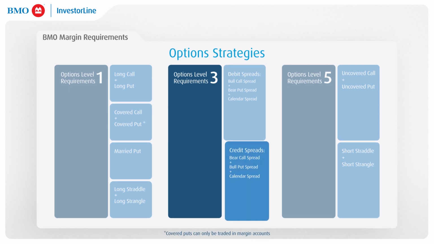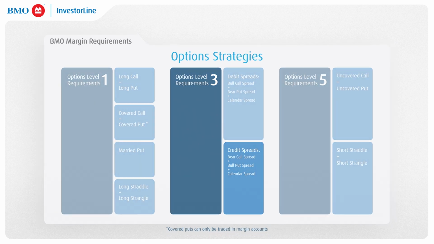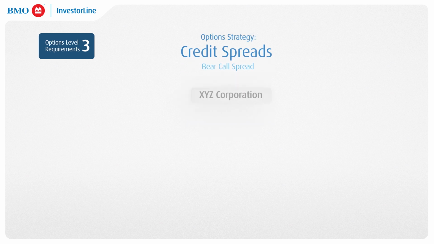Now let's discuss credit spreads, another advanced option strategy that requires options level 3. A credit spread is a trading strategy that involves selling a higher premium option and buying a lower premium option on the same underlying security. Let's dive into an example with XYZ. Let's say the current stock price of XYZ is $221.